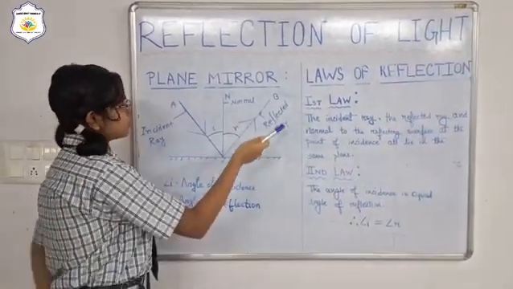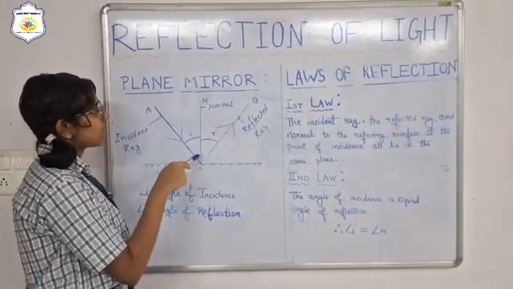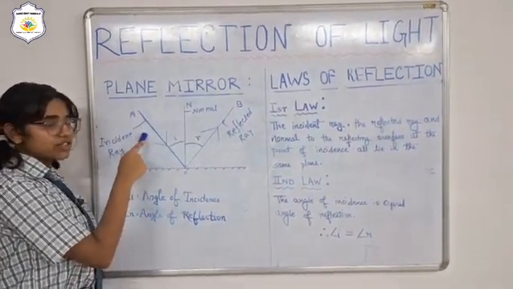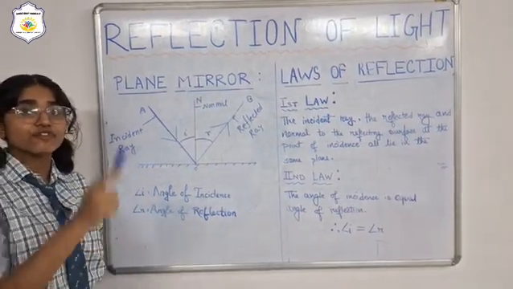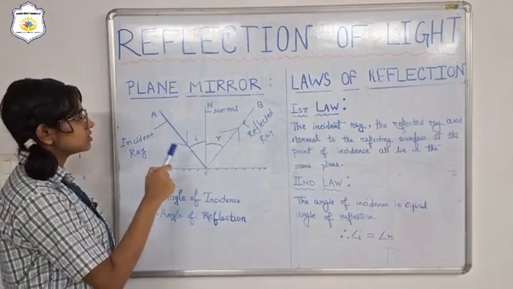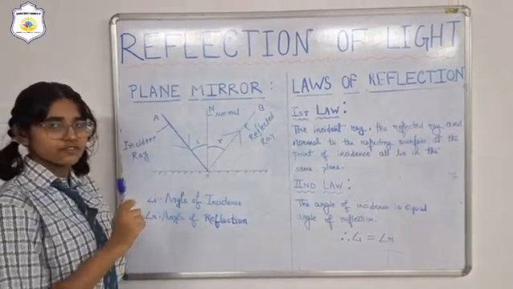So now we are taking a diagram here, and this is a diagram of reflection happening through a plane mirror. This is the incident ray. Incident ray is the ray of light that falls on the mirror. This line here is depicting the plane mirror, which is the reflecting surface.